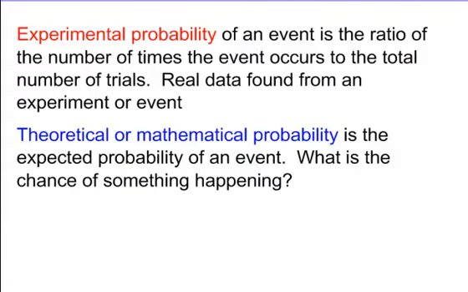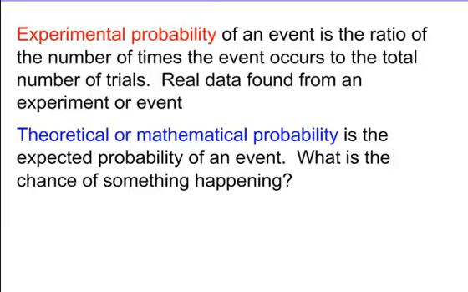Okay, well, now we're going to go on to the idea of experimental probability versus theoretical or mathematical probability. Experimental probability is a ratio of the number of times an event occurs to the total number of trials. It's real data found from an experiment or an event. So it's you going out and rolling the dice 10 times and getting a 4 four times.